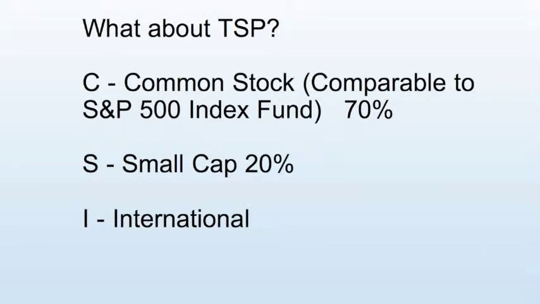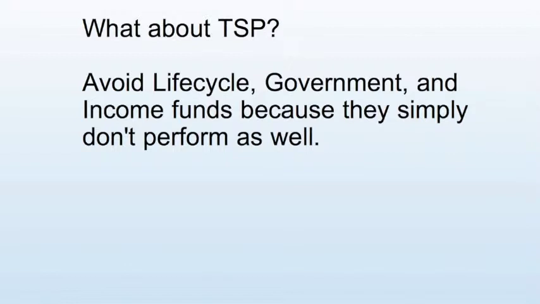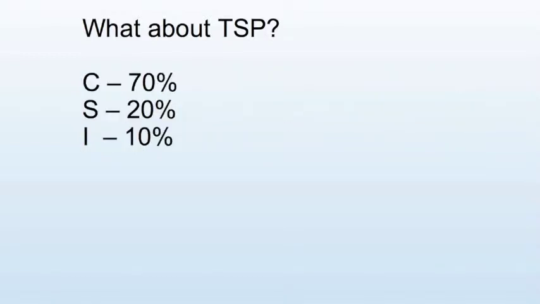And then we're going to put a little bit in international, 10%. We want to avoid the life cycle, government, and income funds because they just don't perform as well as the 3 that I recommend. So once again, C, S, I: 70, 20, 10.